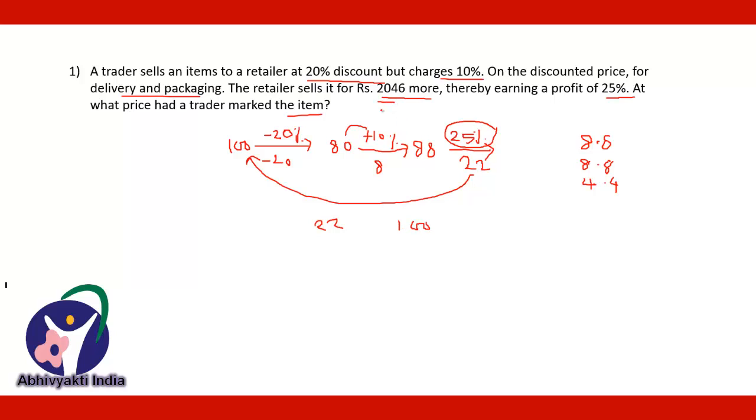So for an additional 2046, what will be the marked price? It is a direct variation, therefore we multiply these two and divide by the first one. So it will become 2046 multiplied by 100 divided by 22, and this becomes 9300 rupees, and therefore the marked price which is kept by the trader is 9300 rupees.